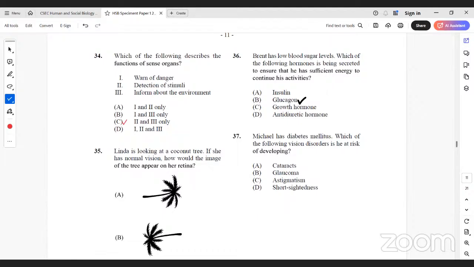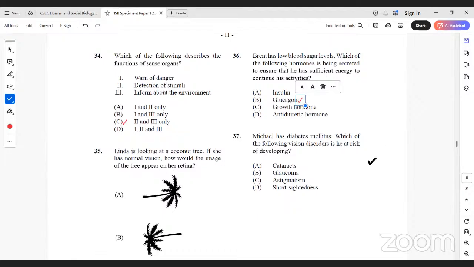So, right? Remember, don't confuse insulin and glucagon. Yes, they are both secreted by the pancreas, but insulin stores your glucose. It converts glucose to glycogen. Glucagon is the opposite of insulin. All right? Brent has low blood sugar. They started telling you that, right? So it definitely means insulin is not the answer. So 36, take your time. 36 is B.